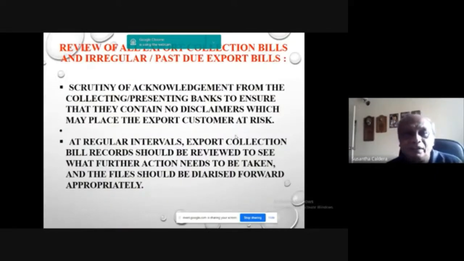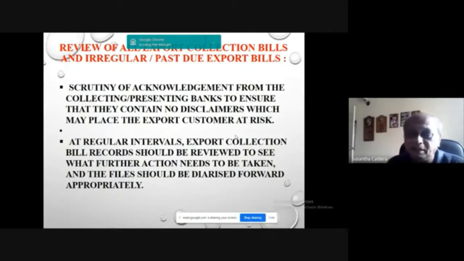Review of all export collection bills and irregular past due export bills. This is what I have mentioned. Scrutiny of acknowledgements from the collecting or presenting banks to ensure that they contain no disclaimer which may place the export customer at risk. Scrutiny of acknowledgements from the collecting or presenting banks.